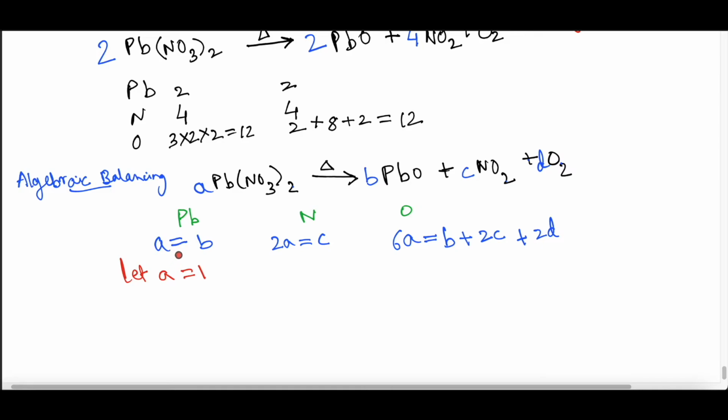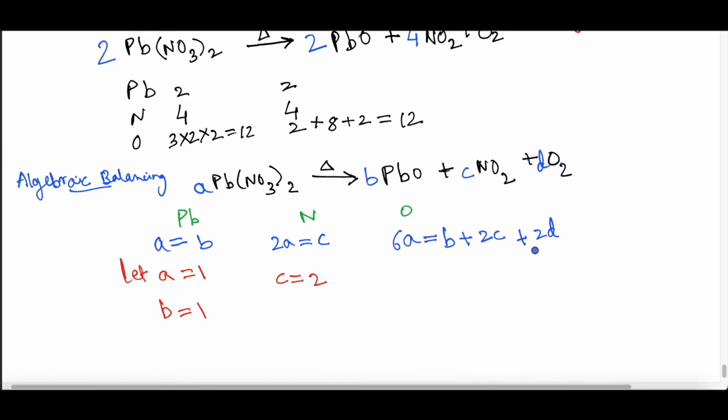Now put this value of A here in order to get the value of B. We know that A is 1, so automatically B will also be 1. Now put the value of A here also in order to get the value of C. 2A is equal to C. On putting the value of A as 1, we get the value of C as 2 times 1, that is 2. So we have the value of C as 2. Now we are left with D.